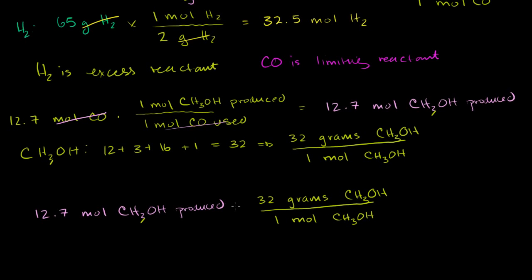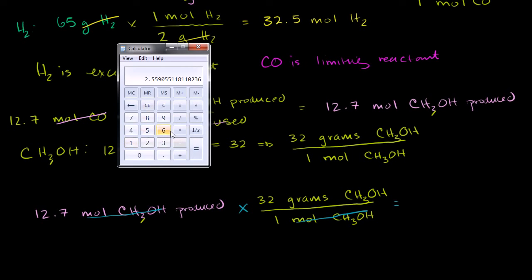And just like that. And then let's multiply these two. We have moles of methanol, moles of methanol, moles of methanol. And we're left with 12.7 times 32 is equal to, so let me use the keyboard again. Let me clear it out. 12.7 times 32 is 406.4. I'm kind of adding an extra significant digit there, but let's just go with it.